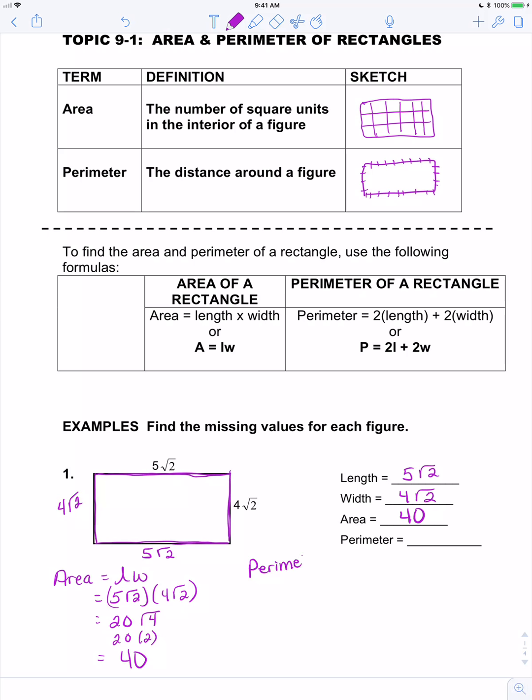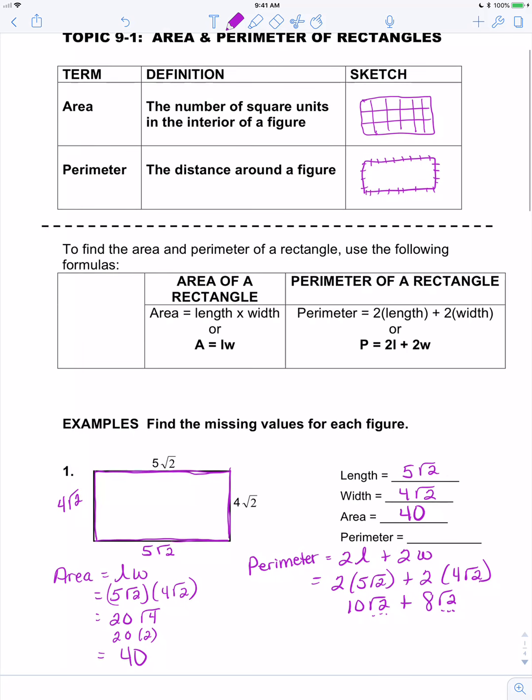Now, to find the perimeter, remember that formula is 2 times the length plus 2 times the width. So our length is 5 square roots of 2, plus 2 times our width, which is 4 square roots of 2. So 2 times 5 square roots of 2 makes 10 square roots of 2, plus 2 times 4 square roots of 2 is 8 square roots of 2. Well, since both of these terms are square roots of 2, we can add them together and get 18 square roots of 2. And that is our answer there for the perimeter.